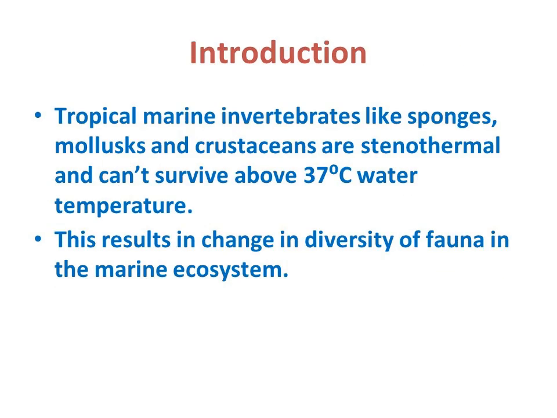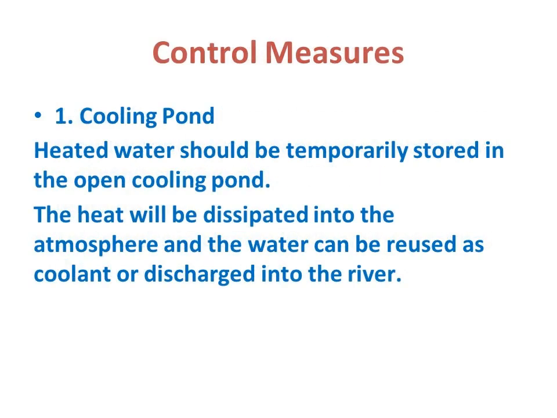The tropical marine invertebrates like sponges, mollusks and crustaceans are stenothermal organisms. It means they cannot tolerate a wide fluctuation or range in temperature. So these sponges, mollusks and crustaceans cannot survive above 37 degrees Celsius water temperature. So this results in change in the diversity of fauna in the marine ecosystem.